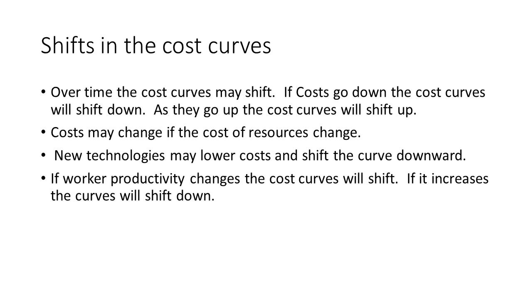What about shifts in the cost curve? Well, over time, the cost curves may shift. If costs go down, the cost curves will shift down. As they go up, the cost curves will shift up. Costs may change if the cost of resources changes. So if labor gets more expensive, or materials get more expensive, it's going to shift the average and probably the marginal up too. New technologies may lower the costs and shift those cost curves down.